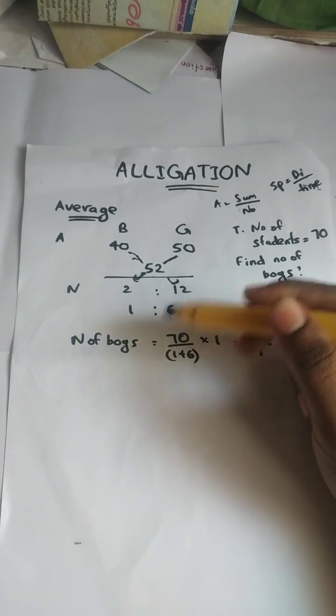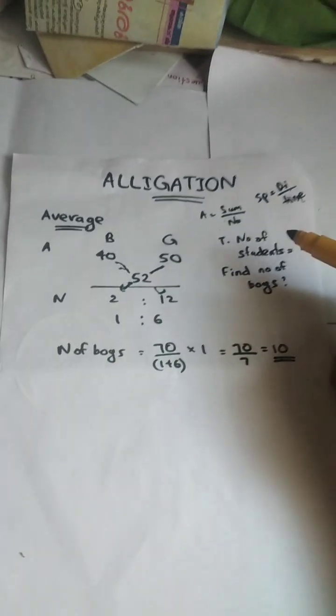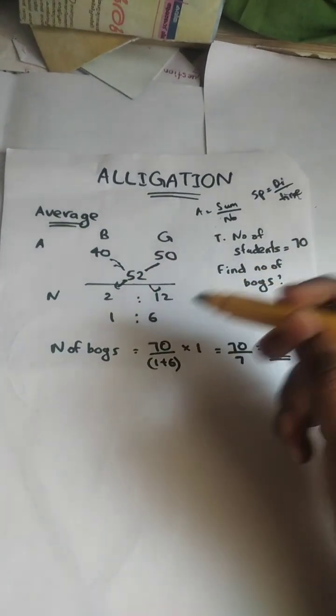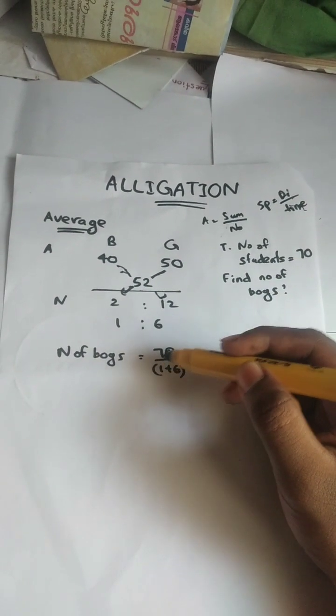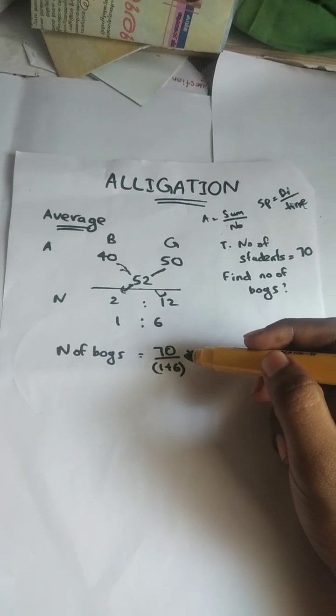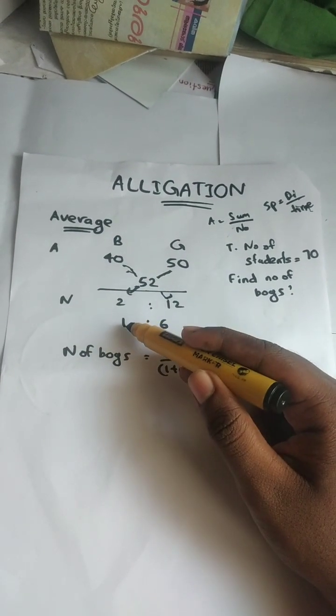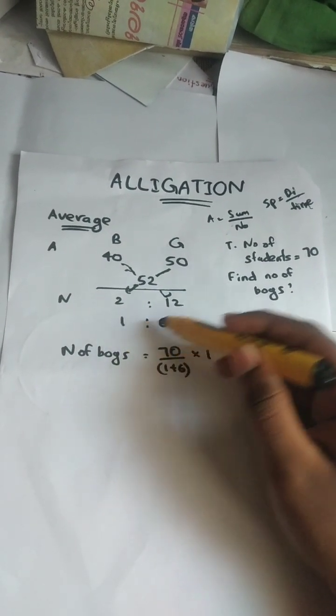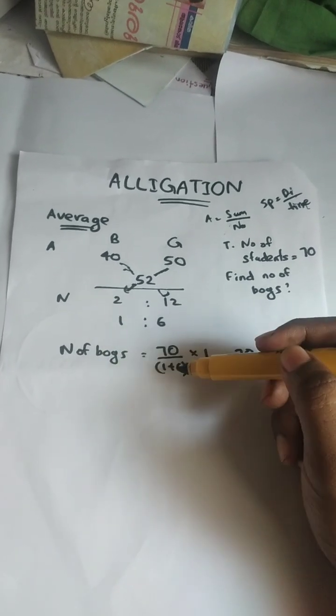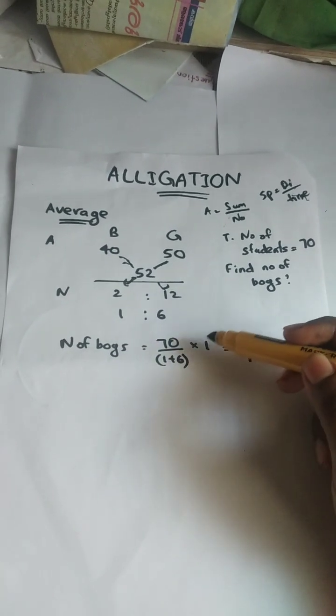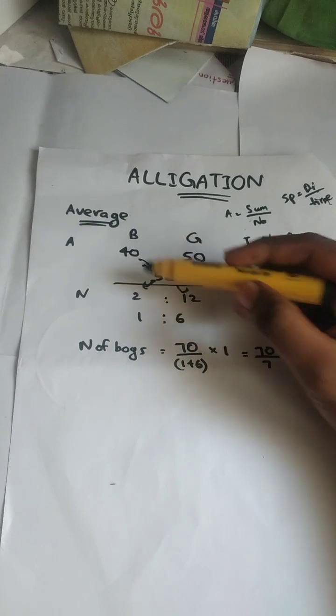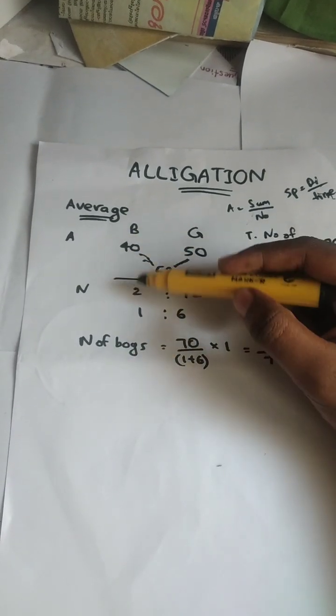We want to find the number of boys. The total number of students is 70, divided by the ratios combined. So 1 plus 6 is 7, and into the ratio of boys. The ratio of boys is 1.